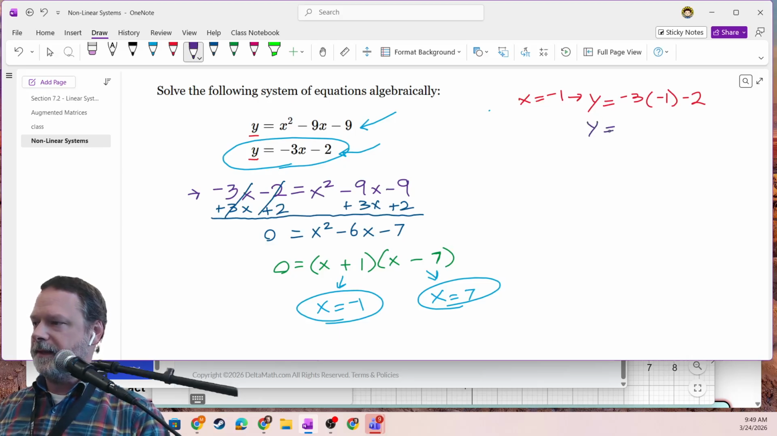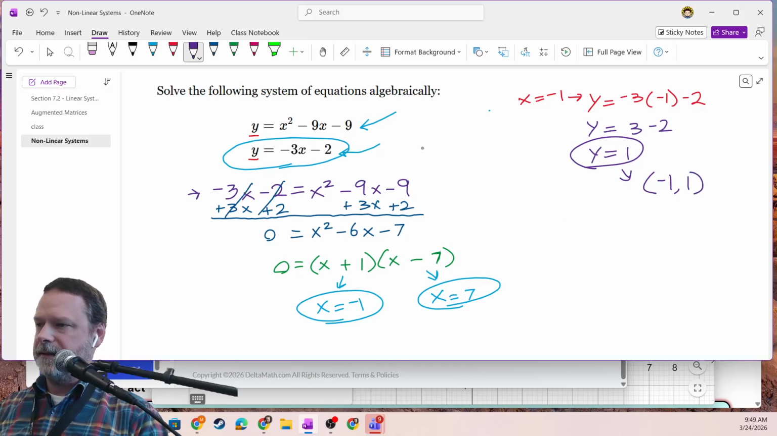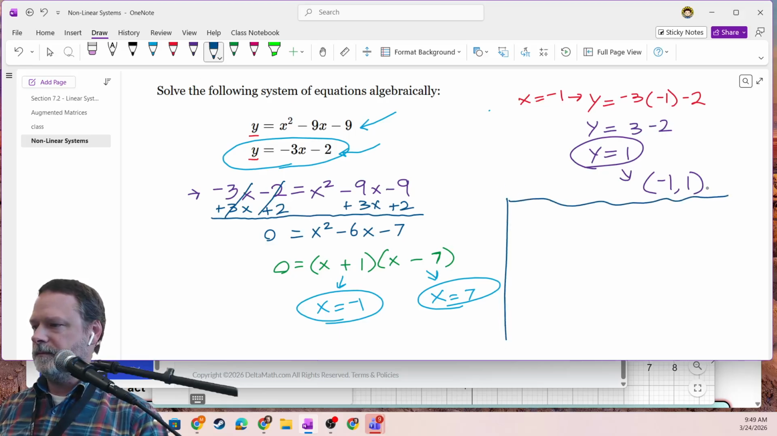So anyway, simplifying this down, negative 3 times negative 1 is 3 minus 2. So we're going to get y equals 1 when x equals negative 1. That is giving us a solution of negative 1, comma 1. Great. One more. Let's say when x equals 7, what do we get? If x equals 7, that implies y is going to equal negative 3 times 7 minus 2.